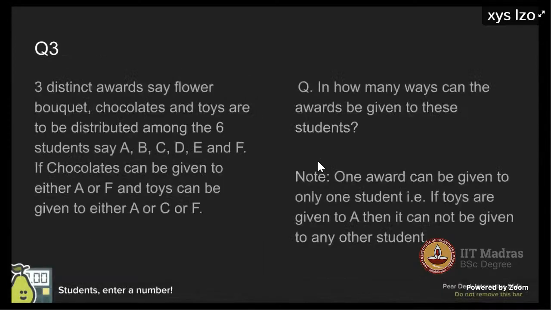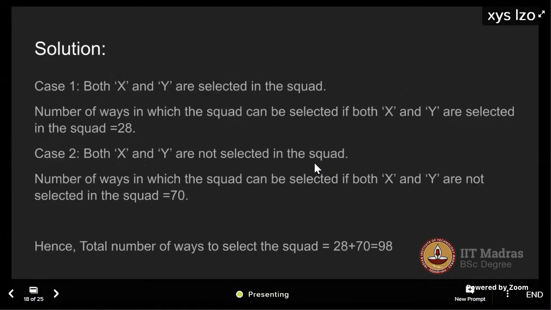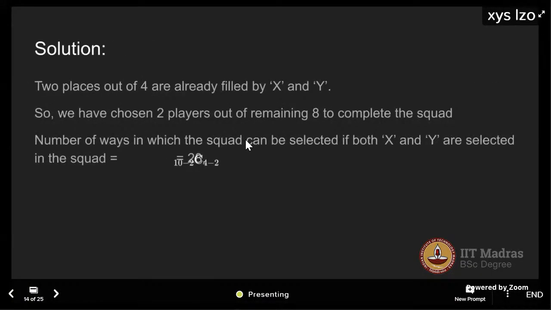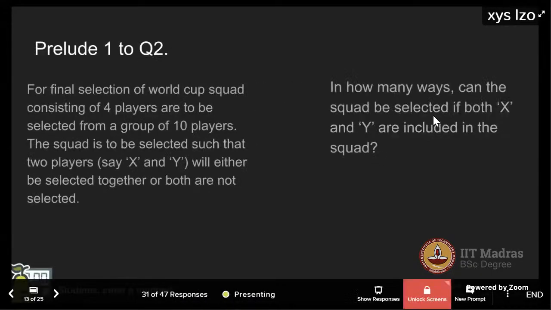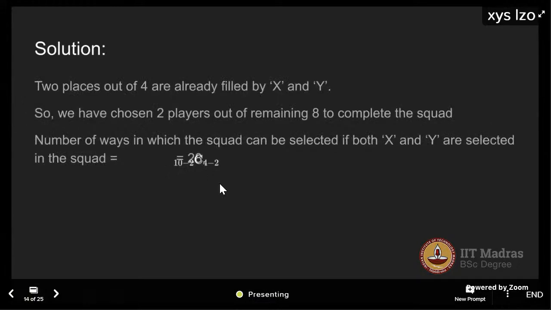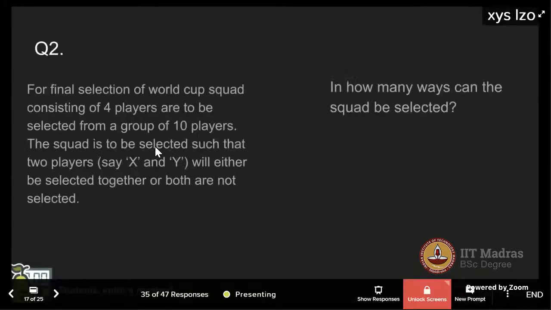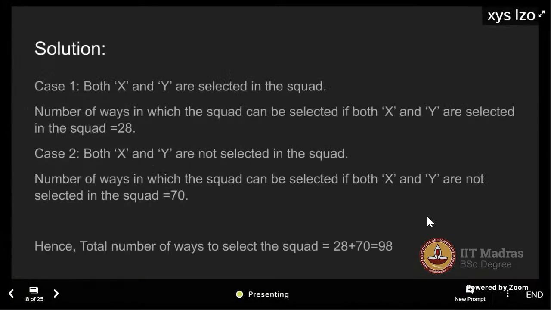Okay. Shall you explain the solution, sir? Yeah, there are only two possible cases. Either both X and Y will be selected in the squad, or both will not be selected in the squad, right? If both are selected, we calculated earlier that it can be done in 28 ways. If both are not included in the squad, it can be done in 70 ways. Adding these two cases, we got 98, because these two are the only possibilities. No other conditions on selecting the squad, right?